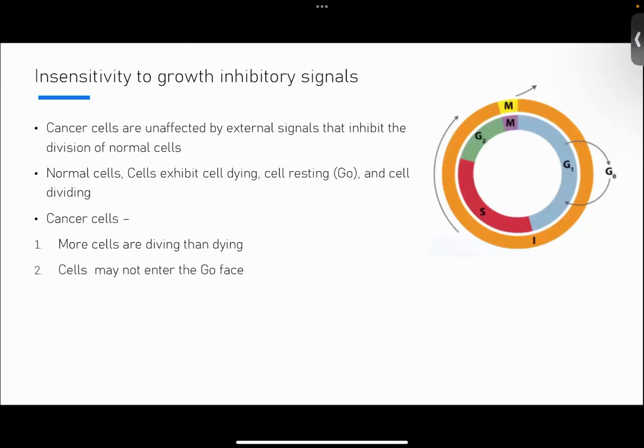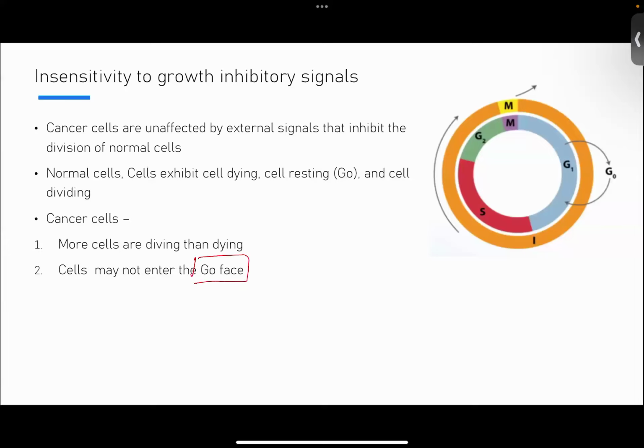Next, insensitivity to growth inhibitors. I told you there are certain checkpoints, or growth inhibitory signals, as well as growth factors which promote growth. Certain signals tell the cell, you are not supposed to grow now. Cancer cells are unaffected by these external signals that inhibit the division of cells. Normal cells exhibit cell dying, resting and dividing, but cancer cells are not like that. In cancer there are more cells dividing than dying.